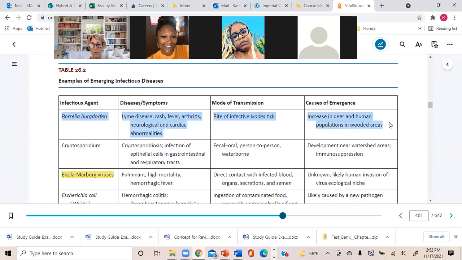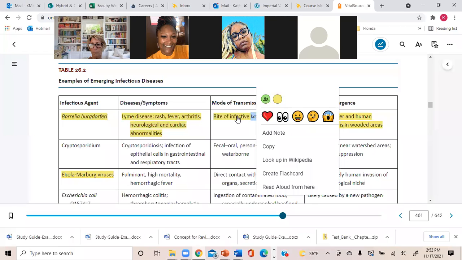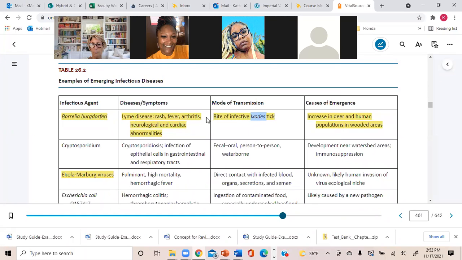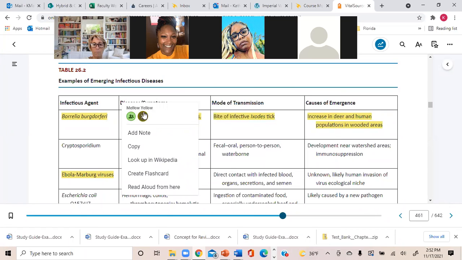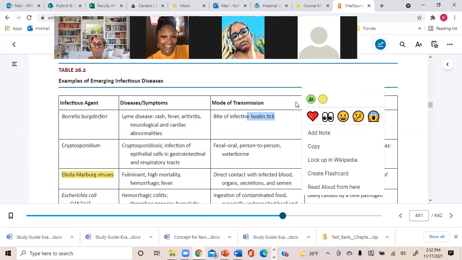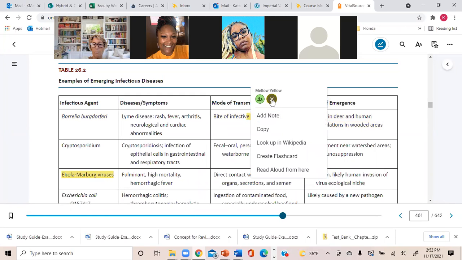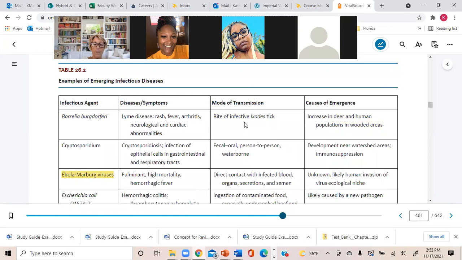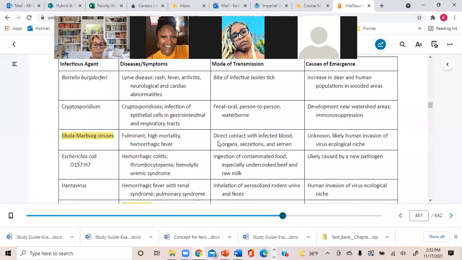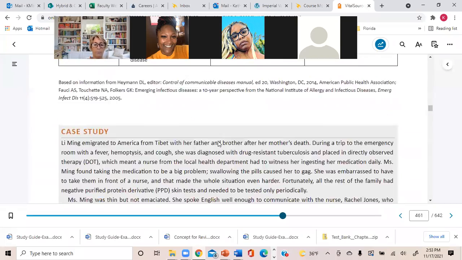Okay, I'll try and get rid of this. Okay, there we go. So we got the 4 in here: Ebola, HIV, your emerging infections, influenza, and West Nile. Okay.